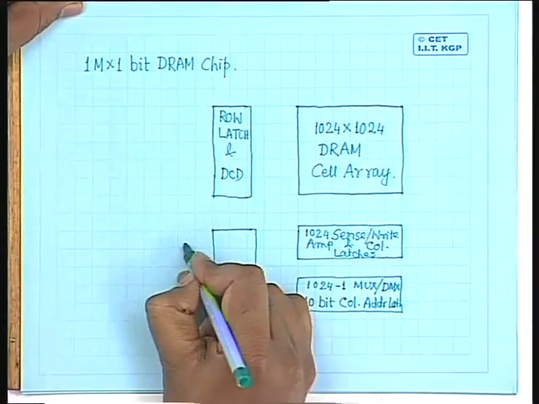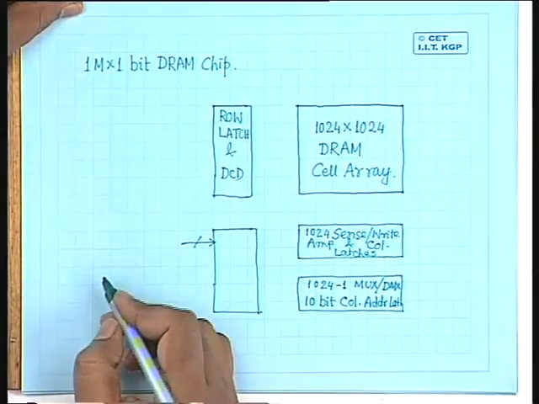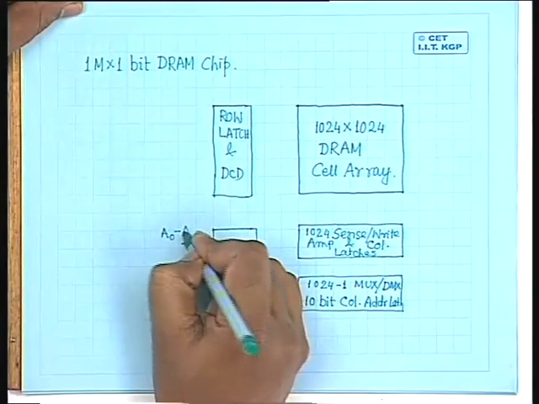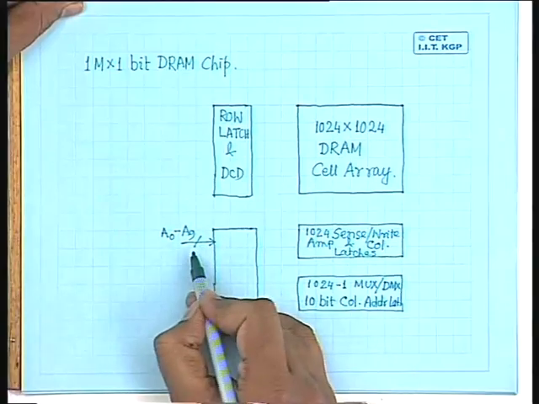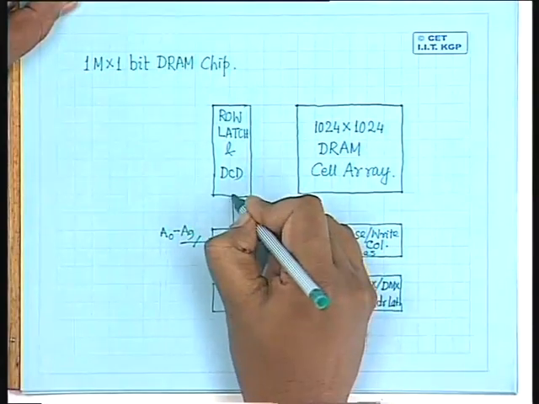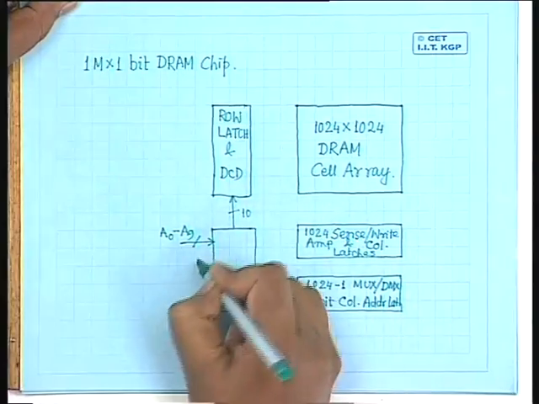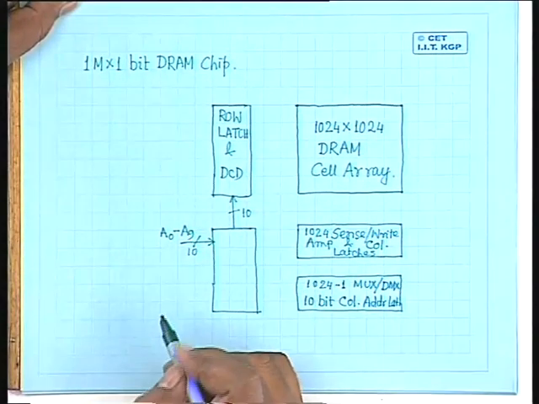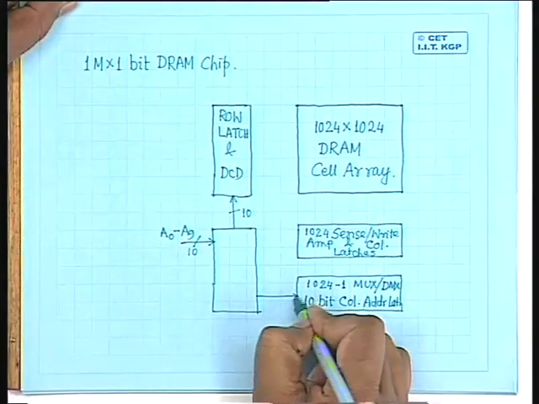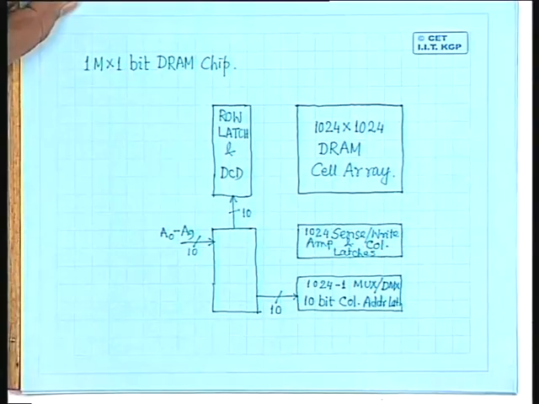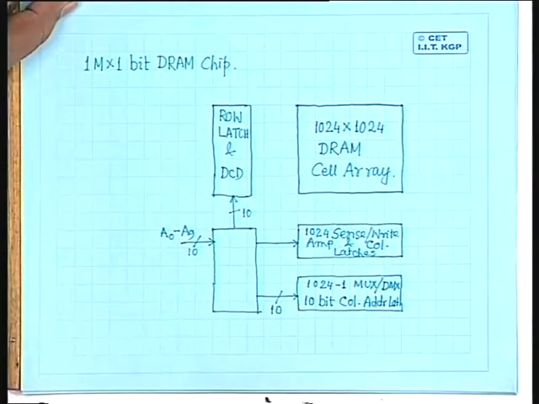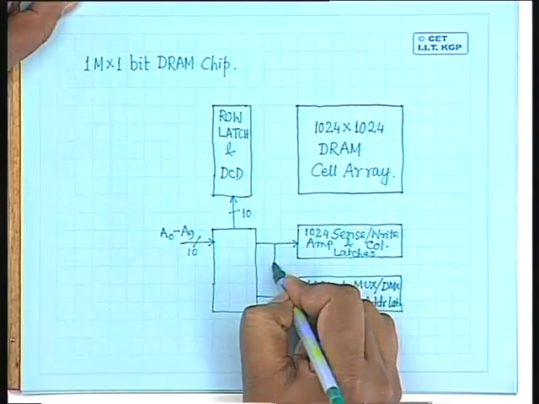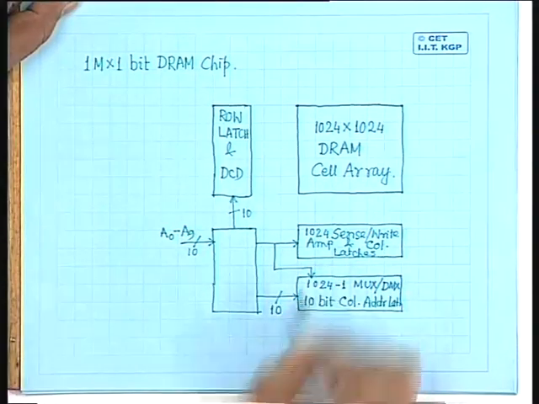This controller will accept 10 bits of address A0 to A9. In one case, these 10 bits will contain the row address. During another time instant, these 10 bits will contain the column address. So initially, the 10 bits of row address have to go to the row address latch. Here also we have 10 bits. And at a later instant of time, the 10 bits have to go to the column address latch when you feed the 10-bit column address. In addition to this, there has to be a control signal given to the sense write amplifier and column latches. We will also have control signals coming to the 10-bit column address latch.